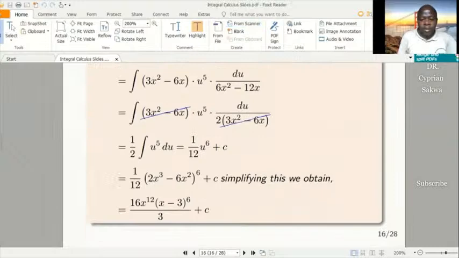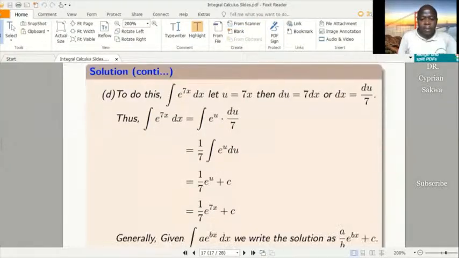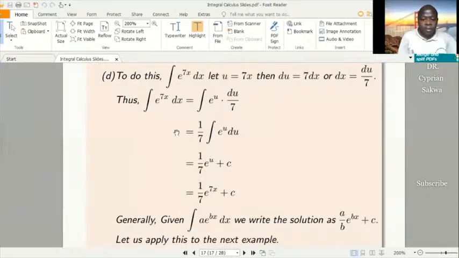Let's look at the next example. For the next example, we want to integrate e raised to 7x. And remember, we had already said that the integral of e raised to u du is e raised to u.